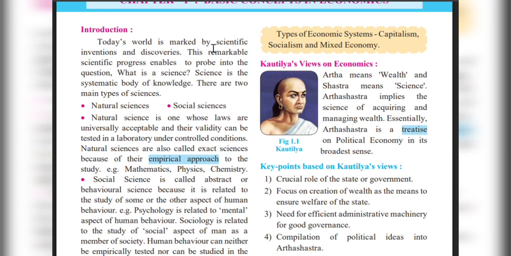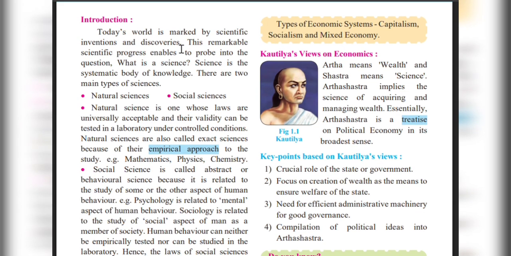First of all, see the introduction here. Today's world is marked by scientific inventions and discoveries. This remarkable scientific progress enables us to probe into the question, what is science? Science is a systematic body of knowledge, and there are two types of sciences, that is social sciences and natural sciences. First, understand one important thing.